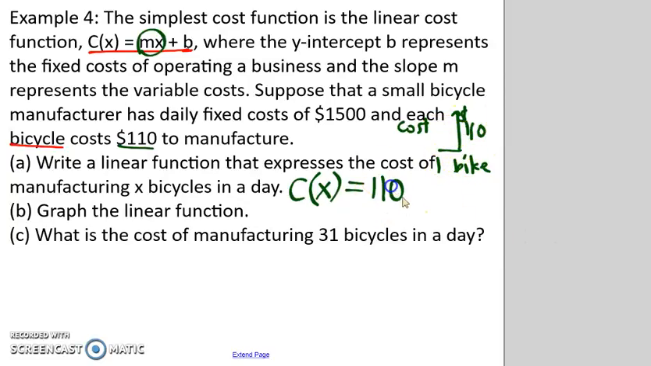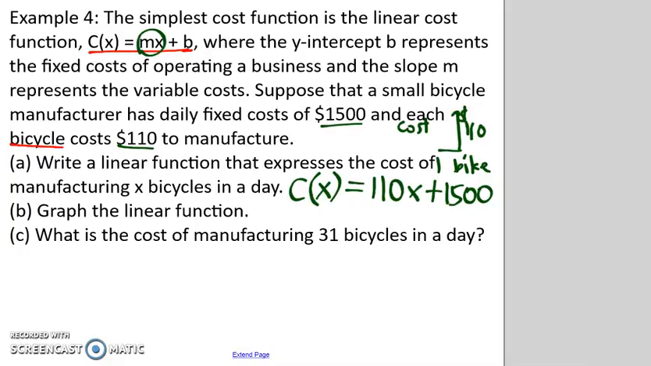So $110 times the number of bicycles, plus B, our y-intercept, is the fixed cost, which they tell you here is $1,500. That's what they're going to be spending, even if they don't make any bikes. Or if they make 1,000 bikes. The fixed costs are going to be the same. Graph the linear function. We'll do that on the next page.